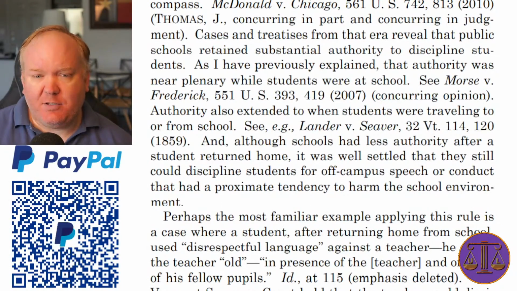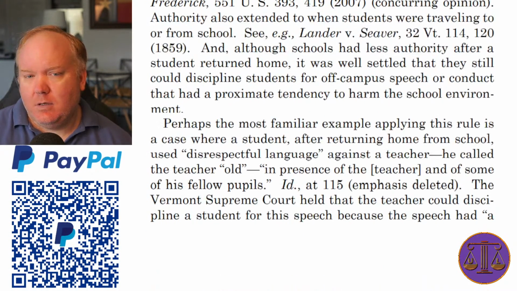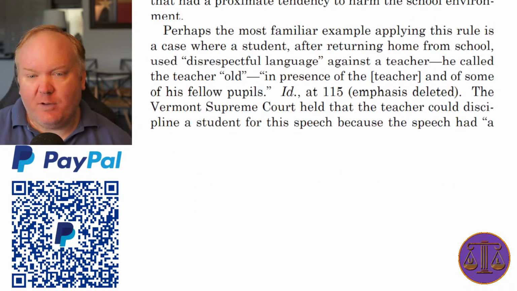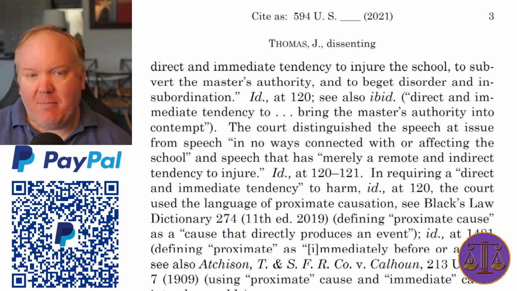Schools had less authority after a student returned home. It was settled they still could discipline for off-campus speech that had a proximate tendency to harm the school. Perhaps the most familiar example applying this rule is a case where a student, after returning home from school, used disrespectful language. He called his teacher old in the presence of the teacher and some of his fellow pupils. The Vermont Supreme Court held a teacher could discipline a student for the speech because the speech had a direct and immediate tendency to injure the school, to subvert the master's authority, and to beget disorder and insubordination.